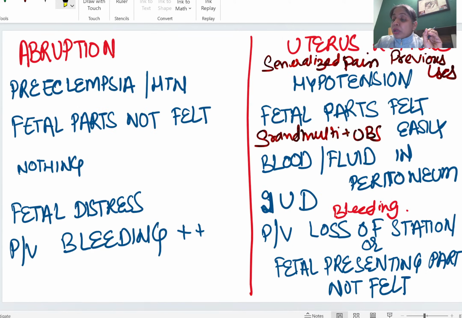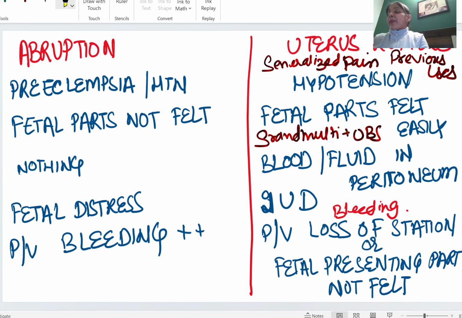Now a lot of questions come on abruptio and uterus rupture, especially for FMGs, because uterus rupture also presents with pain in the abdomen and bleeding. How will we differentiate between abruptio and uterus rupture? Please see carefully, I will give you very important symptoms. Many students do this wrong in the quiz.